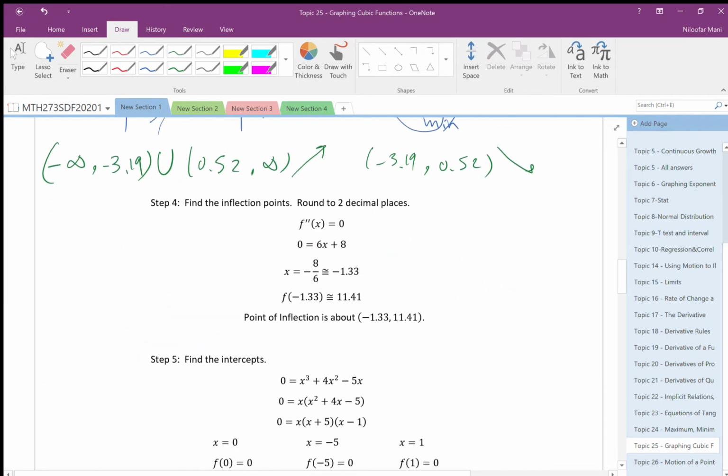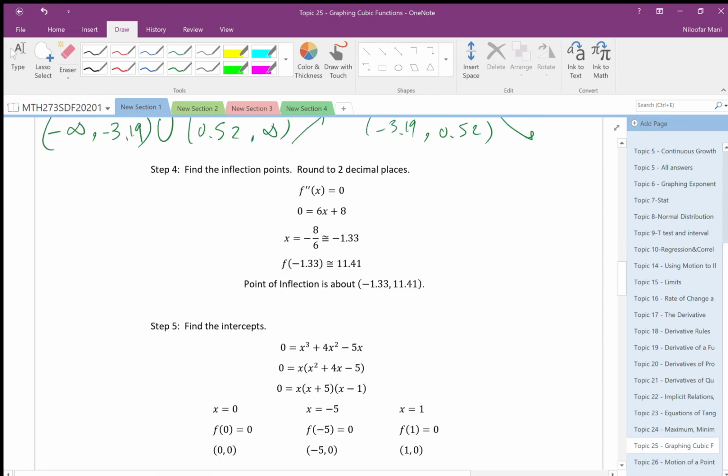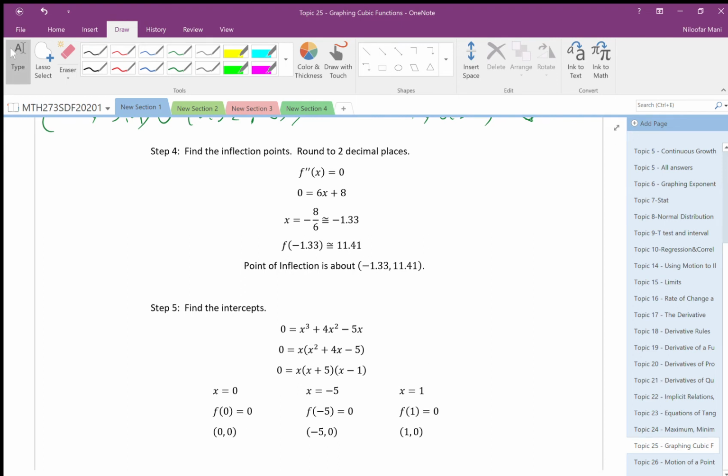Okay, so I can check that. This is helping me in order to graph my function, because I know I have to start from where, I have to go to where, so I can see. Also, I can find inflection point. Inflection point gives me the ability to do concave up or concave down. Okay, for inflection point, I do second derivative. Second derivative equals 0.